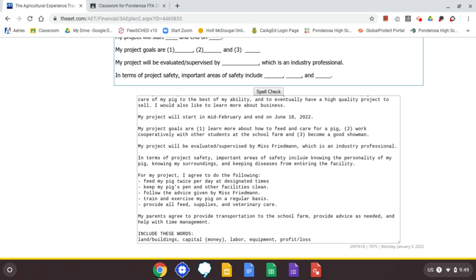So I put include knowing the personality of my pig. Like, is this a nice pig? Is it going to run you over? Is it going to try to bite you?